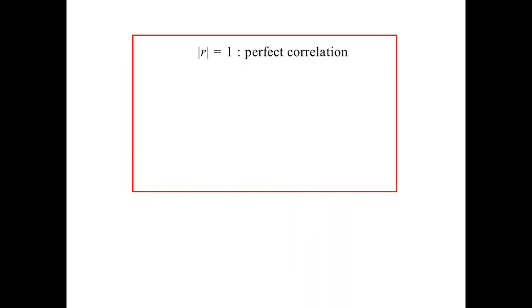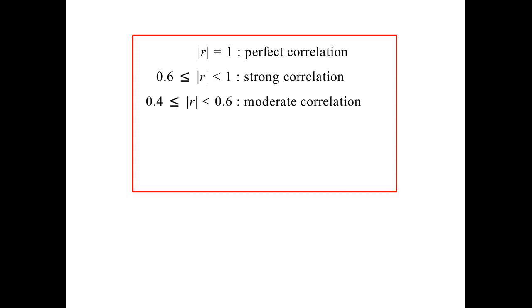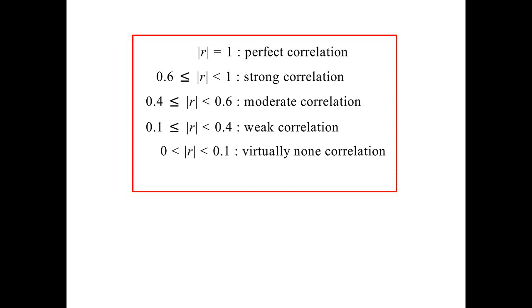-1 would be a perfect correlation in that as one goes up, the other goes down, but it would be perfect. +1 would also be perfect, but they're both going in the same direction. Strong correlation, we say, is between 0.6 and 1. Moderate correlation, 0.4 to 0.6. Weak correlation, 0.1 to 0.4. Virtually no correlation at all, 0 to 0.1. And if it's 0, then there is no correlation whatsoever.